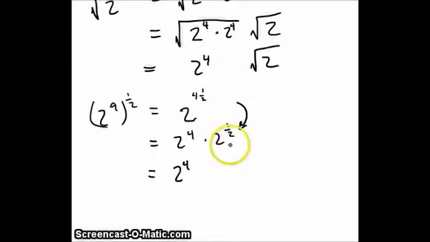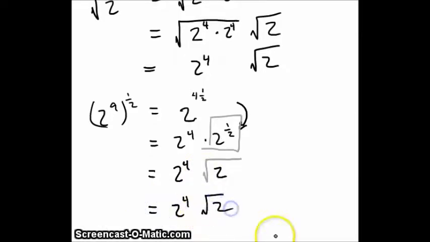And again, this guy right here is just another way of writing the square root. Remember that to the 1/2 power is a square root, and I have a 2. So this is just 2 to the 4th power times the square root of 2.